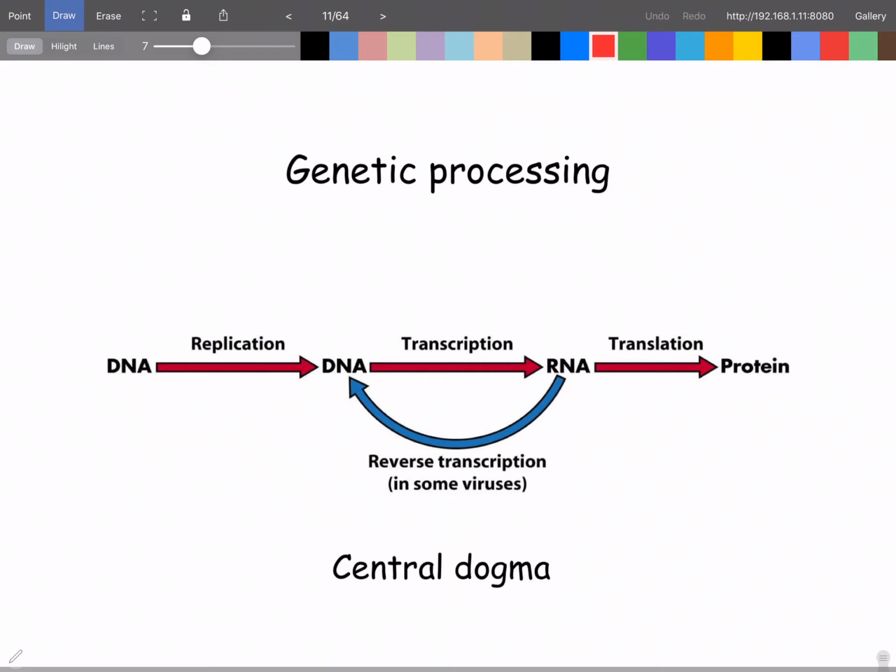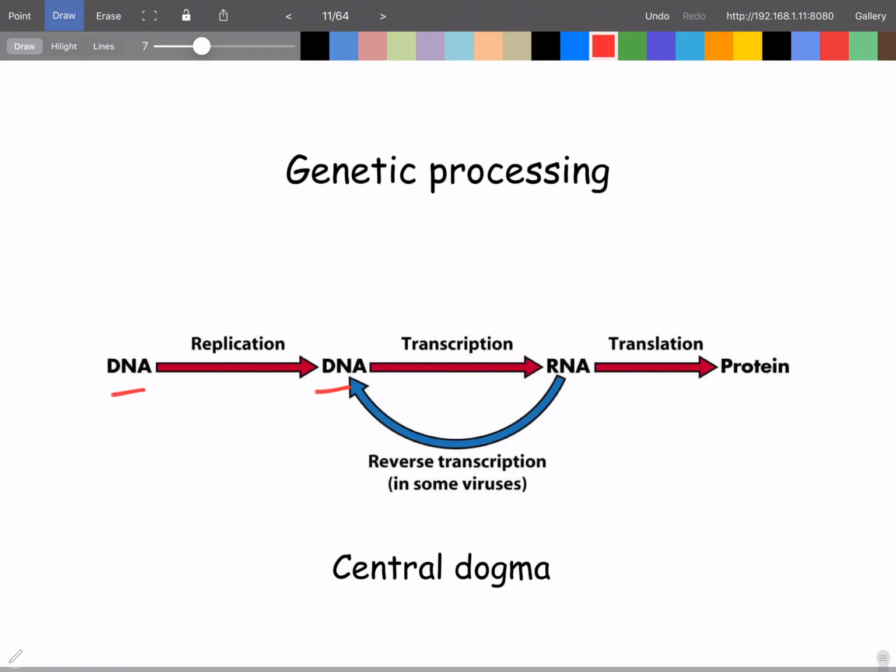So, in anatomy and physiology, you probably discussed some of these genetic processes, maybe not in the detail that we're going to cover in this course, but this slide is to remind you about the central dogma of genetics. We call the process where DNA goes to DNA when a cell copies itself DNA replication.